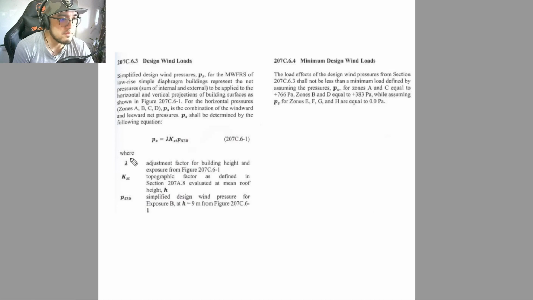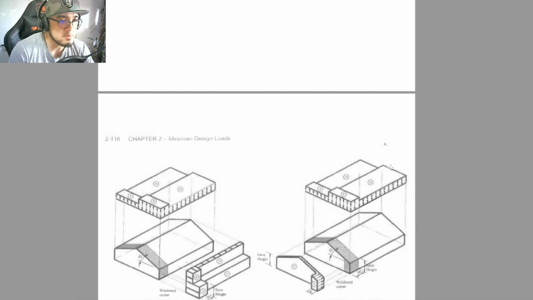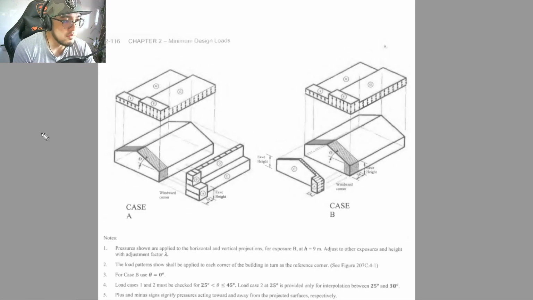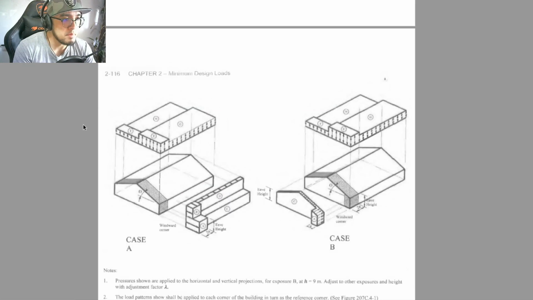The same is true with the value for your lambda. Your lambda and your P are given by the table that I will be showing to you later. Once again, this is the equation that we will be using, and it acts on your structure in this particular manner. This is for zone A, this is for zone B, this is for zone C, this is for zone D, this is for zone E, F, G, and H. I'm not quite sure if you can read these values right here, but if you can't, just go to page 2-116 of the National Structural Code of the Philippines.